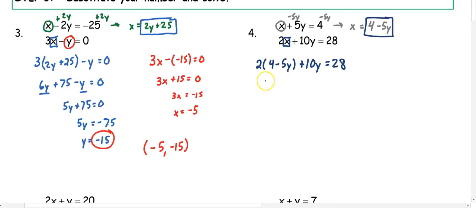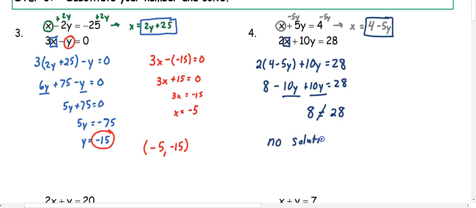When I distribute, I get 8 minus 10y plus 10y equals 28. Combine like terms, negative 10y and positive 10y becomes 0, so we just have 8 equals 28. So this is one of our special cases. Remember that 8 does not equal 28, so this is an example of a no solution. Remember, when your variables cancel out, that's a no solution, and then we just stop. We don't have to go back and get the other variable. It's one of our special cases.